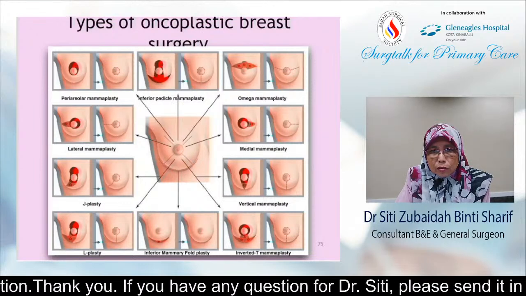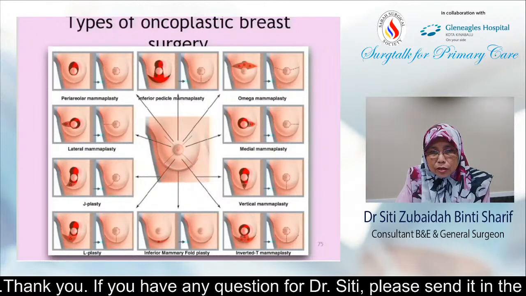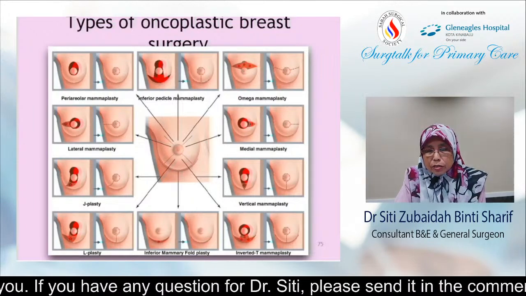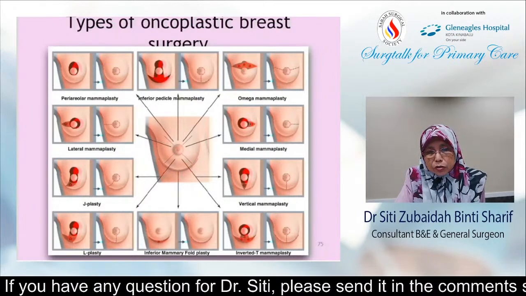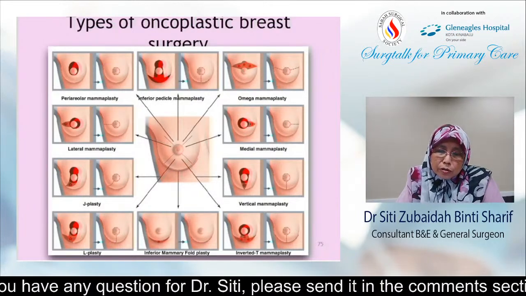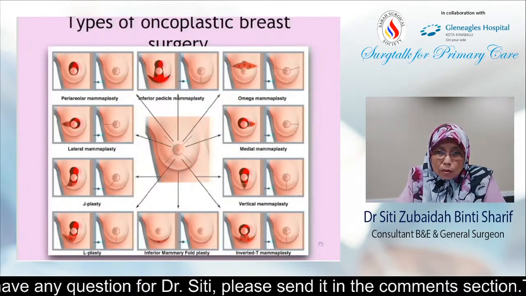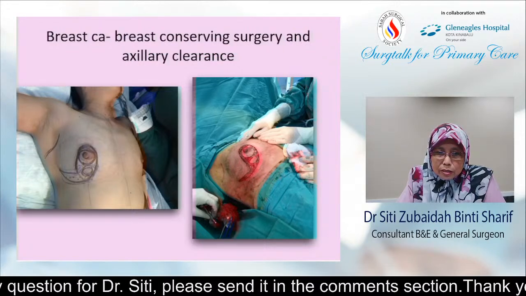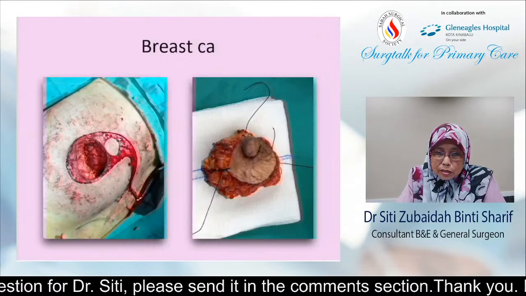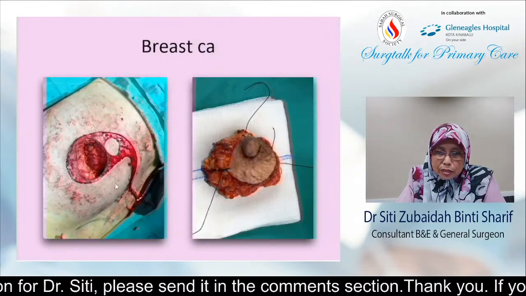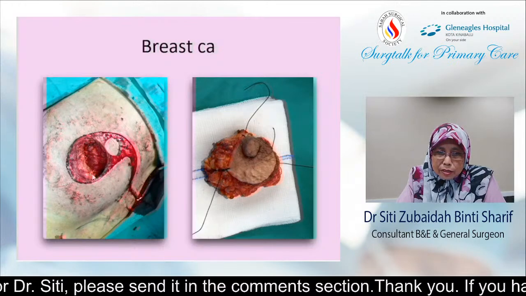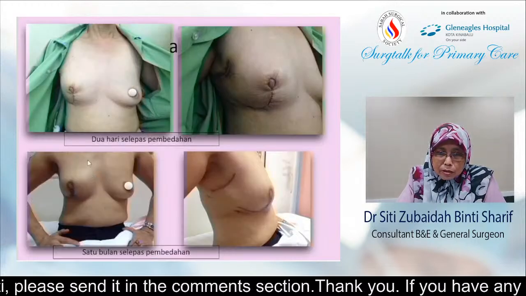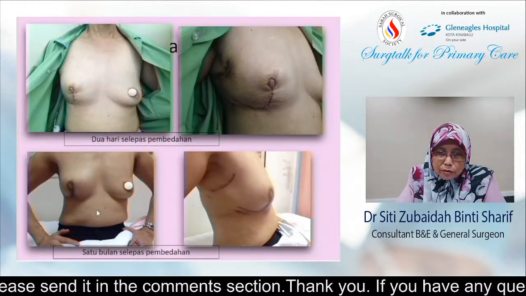And for oncoplastic breast surgery, there are many types of oncoplastic breast surgery. What is good about oncoplastic breast surgery is we can resect more breast tissue with good cosmetic outcome. There's a patient who we did J-plasty. The lesion is behind the nipple areola complex, and after we have resected the tumor, we reconstruct back the breast. Okay, this is the photo post-operatively.